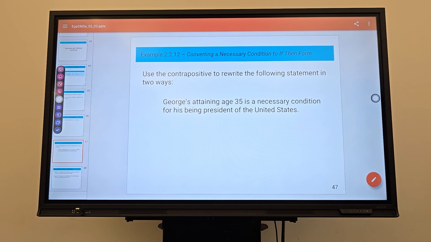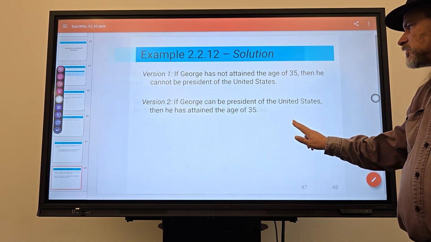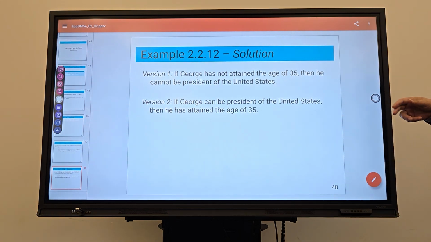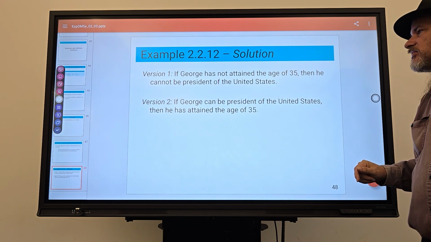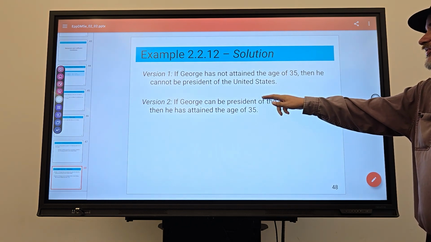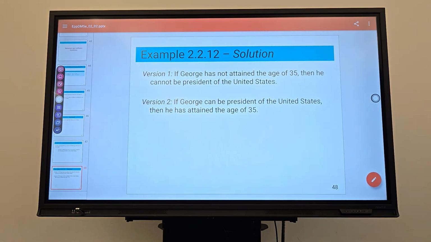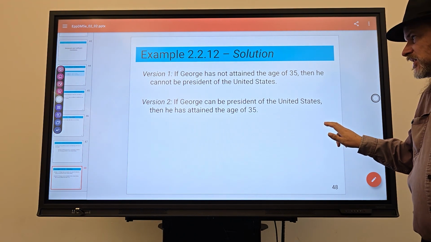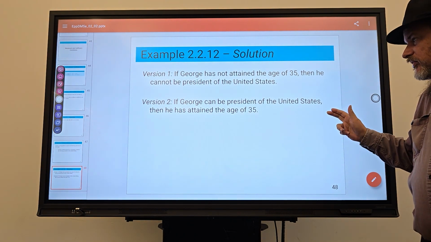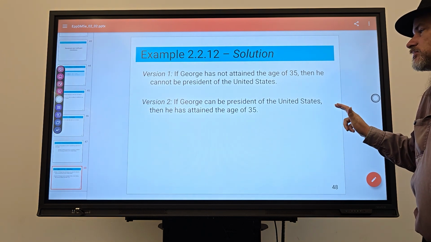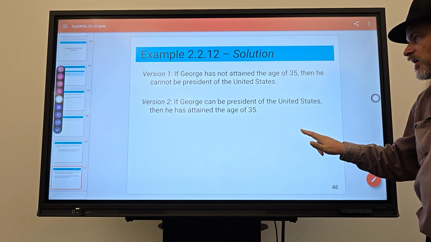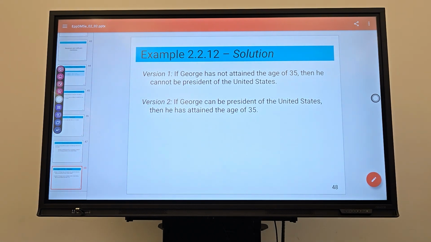What was the other one? If George can be president of the United States, then he has attained the age of 35. So this is the contrapositive of this one. Because the contrapositive is the equivalent of the original statement, they're both true. Okay, that's it for conditionals.